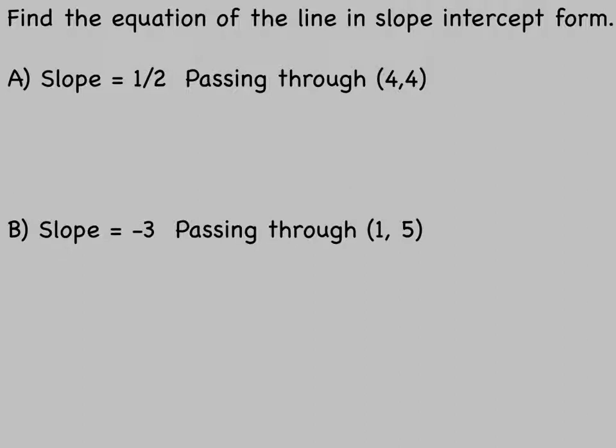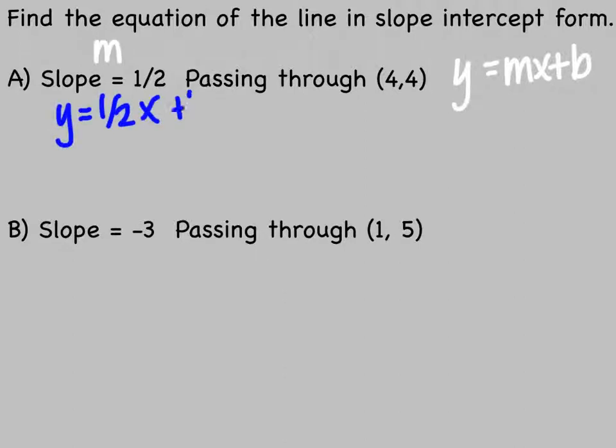Example 1. Find the equation of the line in slope-intercept form. We're given the slope of 1/2, and we're given the ordered pair (4, 4). Remember that I can always write it as y equals mx plus b. At this point, I know my m value is 1/2, so this equation is going to turn into y equals 1/2 x plus b. And now, I found m.